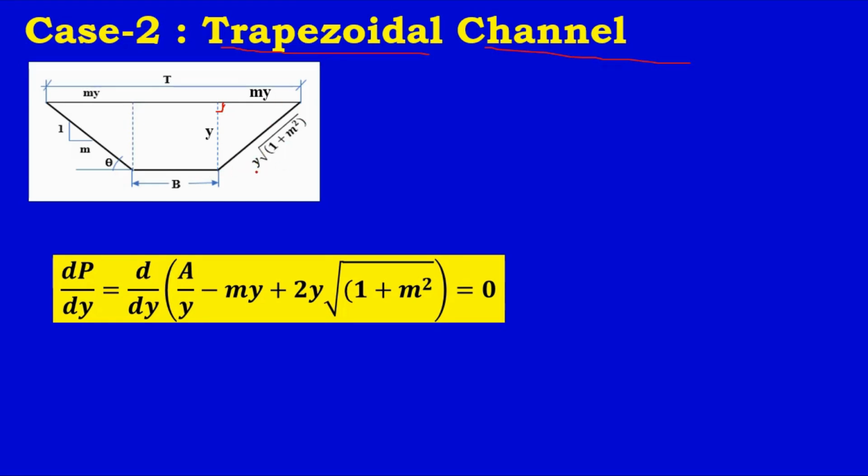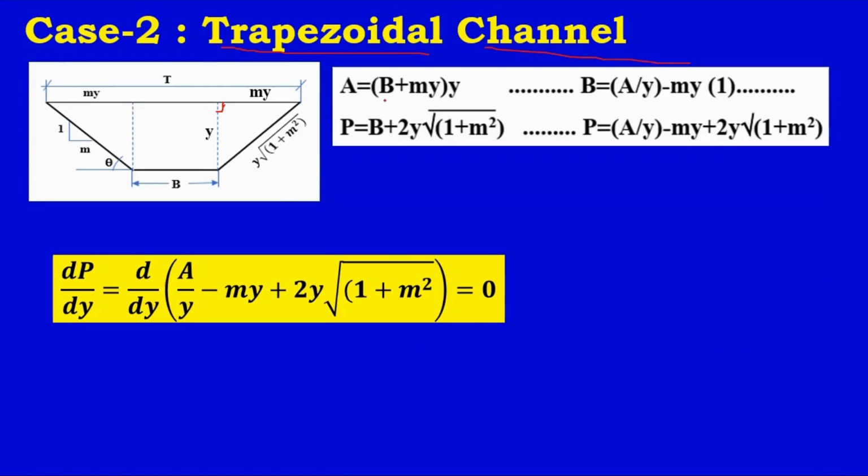So we have the geometric elements of the channel, such as area A = (b + my) times y. Then you can just rearrange this equation: b is equal to A over y minus my. You divide by y on both sides, so you get this equation.